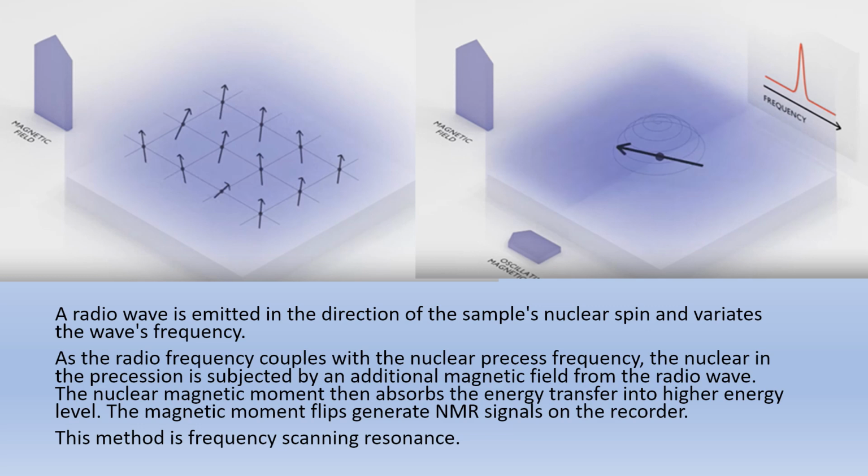A radio wave is emitted in the direction of the sample's nuclear spin, and the wave's frequency is varied. As the radio frequency couples with the nuclear precession frequency, the nuclei in precession are subjected to an additional magnetic field from the radio wave. The nuclear magnetic moment then absorbs the energy and transitions into a higher energy level. The magnetic moment flips generate NMR signals on the recorder. This method is frequency scanning resonance.